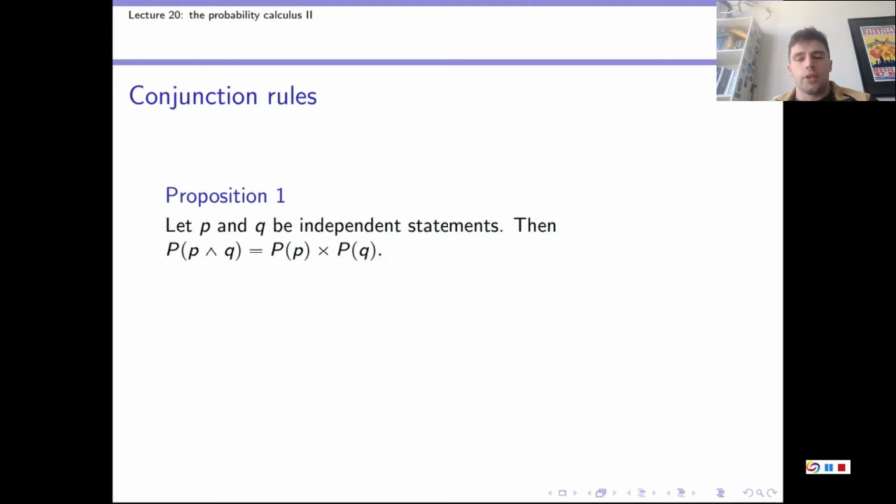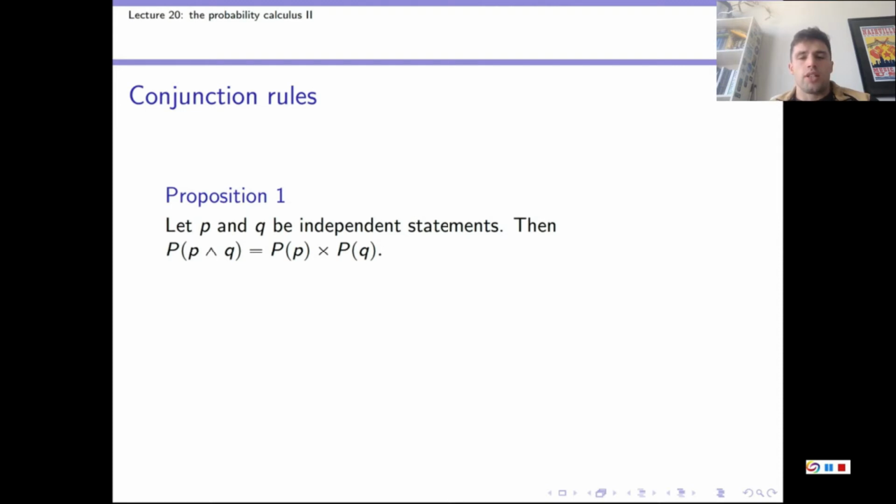It's special because it only holds for independent statements P and Q, and it tells us how to calculate the probability of the conjunction P and Q using the simpler probability of P and the probability of Q. Notice also something a little bit subtle. In order to derive this from the expression used for conditional probabilities, we assumed that the probability of P was non-zero, but the special conjunction rule, P of P and Q equals P of P times P of Q, holds whether the probability of P is zero or not, so we don't actually need to assume that P of P is non-zero in the proposition.